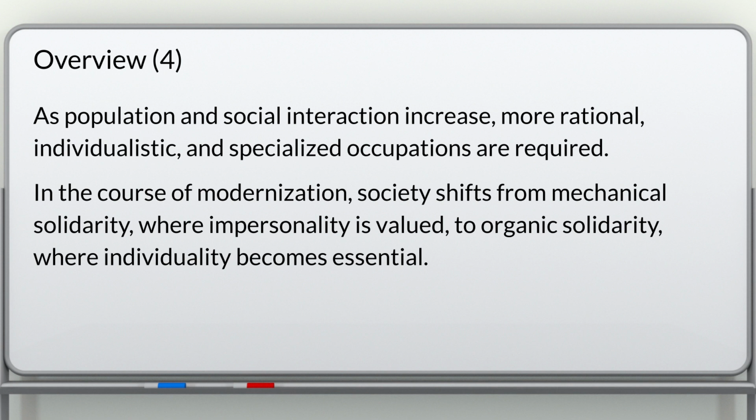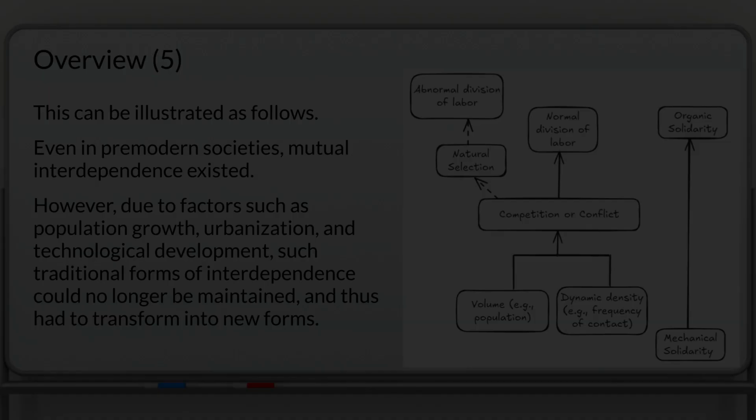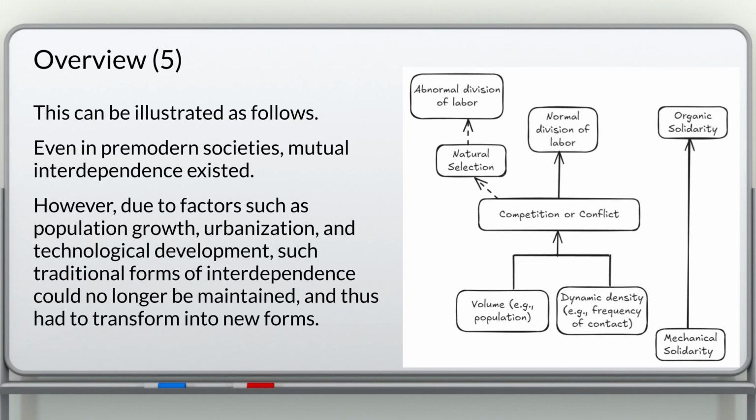In the course of modernization, society shifts from mechanical solidarity, where impersonality is valued, to organic solidarity, where individuality becomes essential. This can be illustrated as follows. Even in pre-modern societies, mutual interdependence existed. However, due to factors such as population growth, urbanization, and technological development, such traditional forms of interdependence could no longer be maintained, and thus had to transform into new forms.